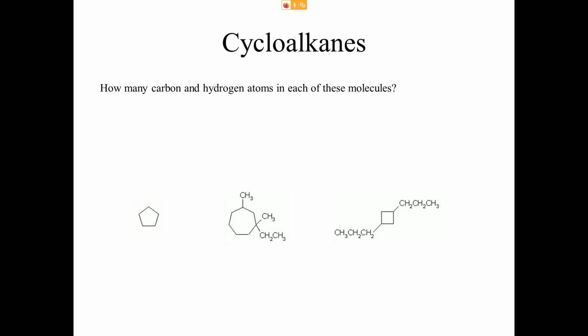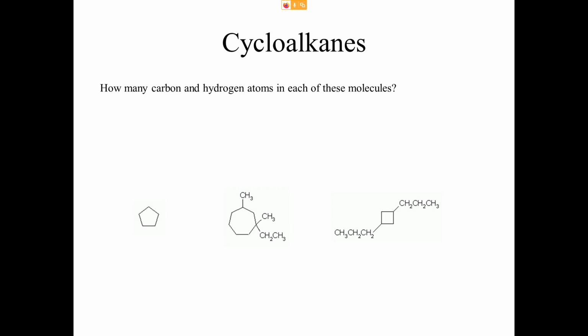Okay. So let's look at some of these, and let's ask ourselves, how many carbons and hydrogens do they have? We'll start off really simple. Just ask how many they have. The one on the left should seem fairly simple. It's just a 5-membered ring, so it's easily countable. It has 5 carbons. How many hydrogens does it have?